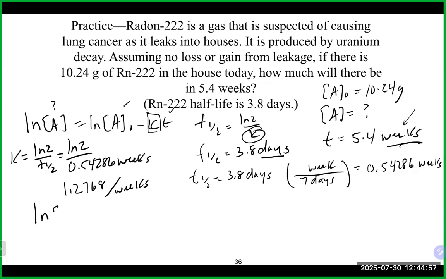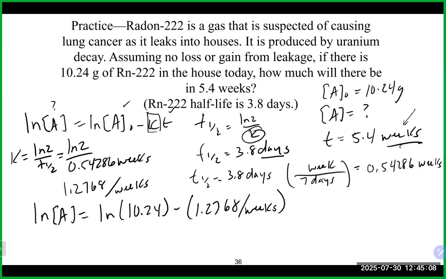Putting it in here, natural log of A is equal to my natural log of 10.24 minus 1.2768 reciprocal weeks, and that's going to be times my 5.4 weeks in this case. Now that I did that conversion, everybody should cancel out. Cleaning up the right-hand side here, natural log of 10.24 minus 1.2768 times 5.4, going to get me a negative 4.5684. Natural log of A.